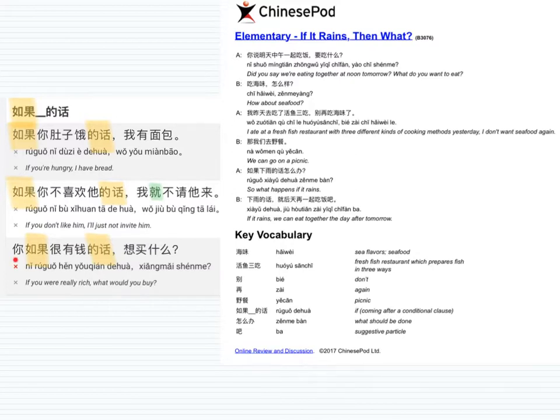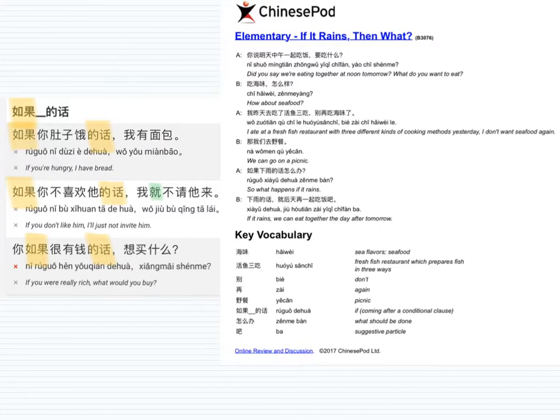A third one here, 你如果很有钱的话，想买什么？有 we know means have, 钱 we know means money. When we put those together, 有钱 means rich. 有钱的人, rich people. So in this one, 你如果很有钱的话, if you were extremely rich, or if you were very rich, 想买什么? What would you like to buy?